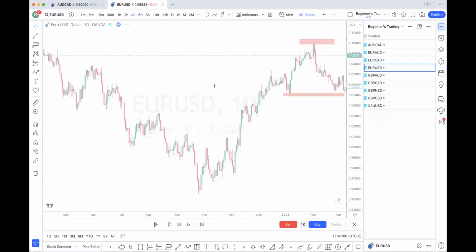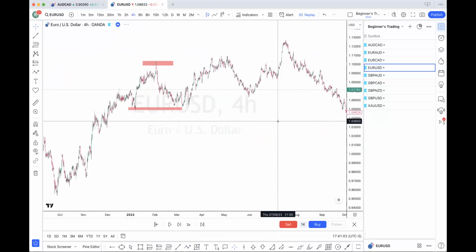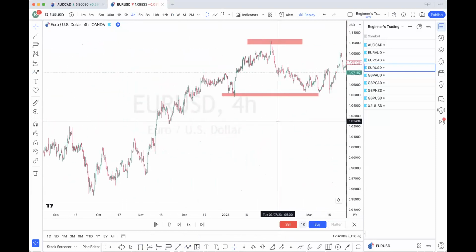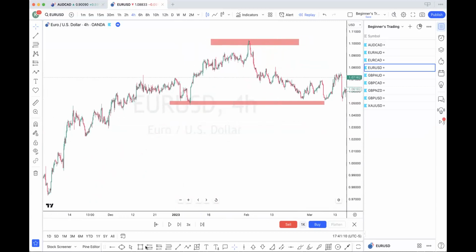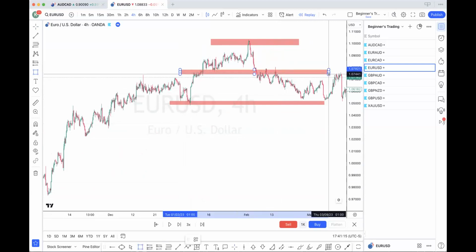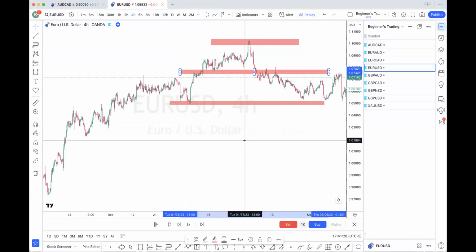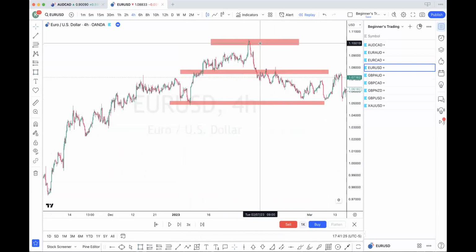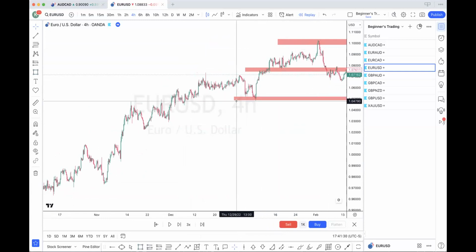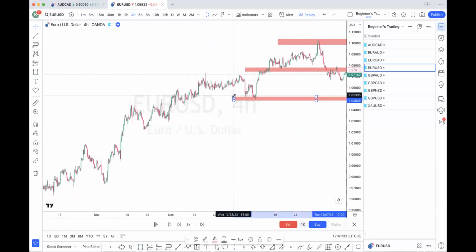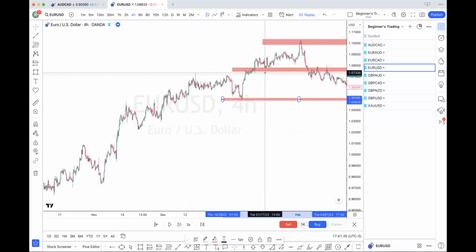And then go to your 4 hour. And now you can go in and mark up your 4 hour key level. Okay. And then that's all you have to do. You don't have to have a ton. You can have 3 zones on your chart. So we were right here, right? And you can clean them up as you go.